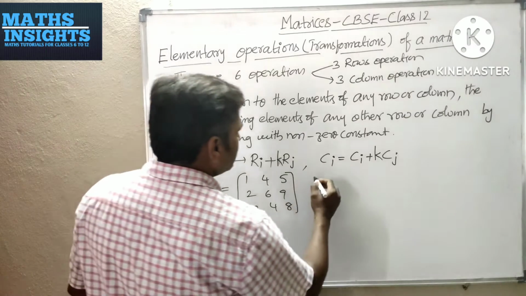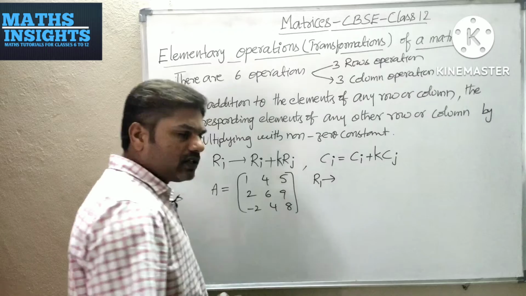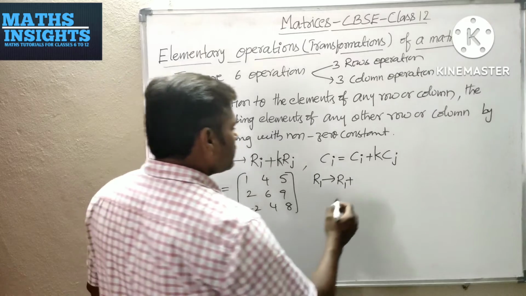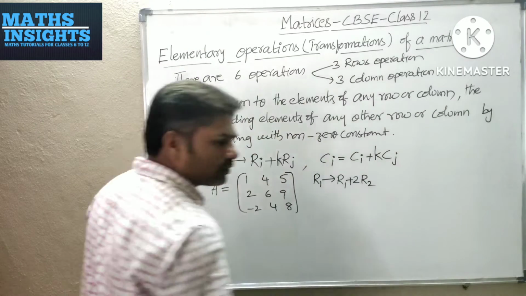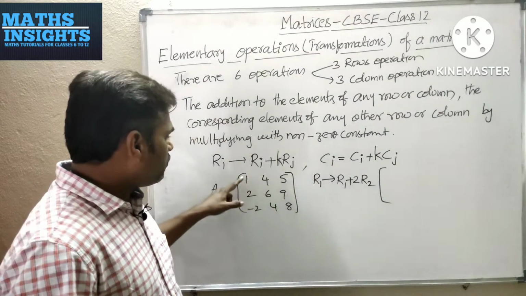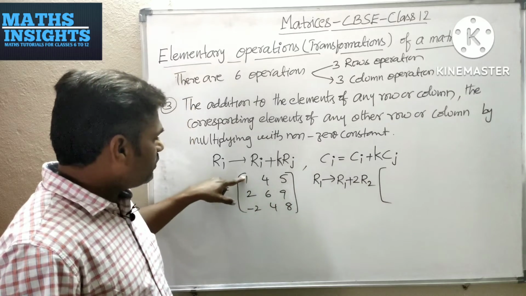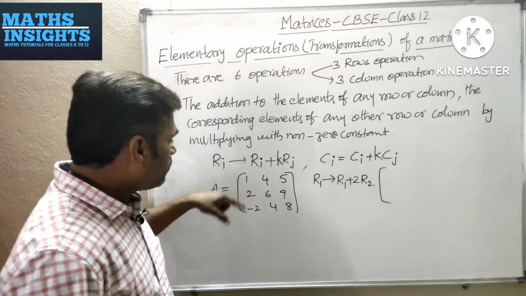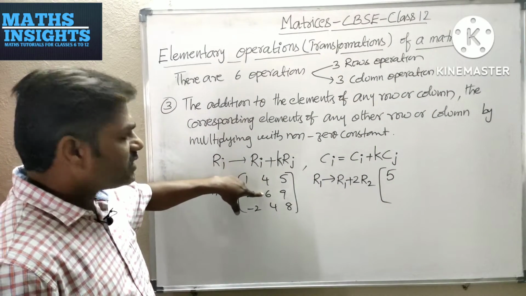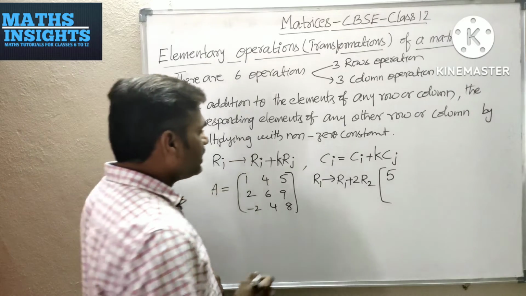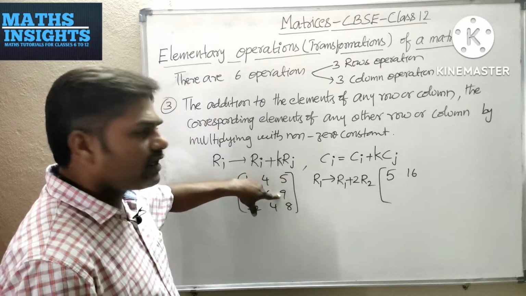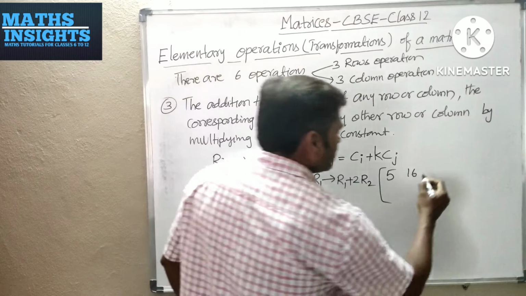Now what I am doing here is, to row 1 I am adding the elements of row 2 by multiplying with 2. That means 2 into R2. This means R1 implies R1 plus 2 into R2. 1 plus 2 into 2, 2 into 2 is 4, 4 plus 1 is 5. Next, 4 plus 6 into 2, 6 twos are 12, 12 plus 4 is 16. Next, 5 plus 2 into 9, 9 twos are 18, 18 plus 5 is 23.